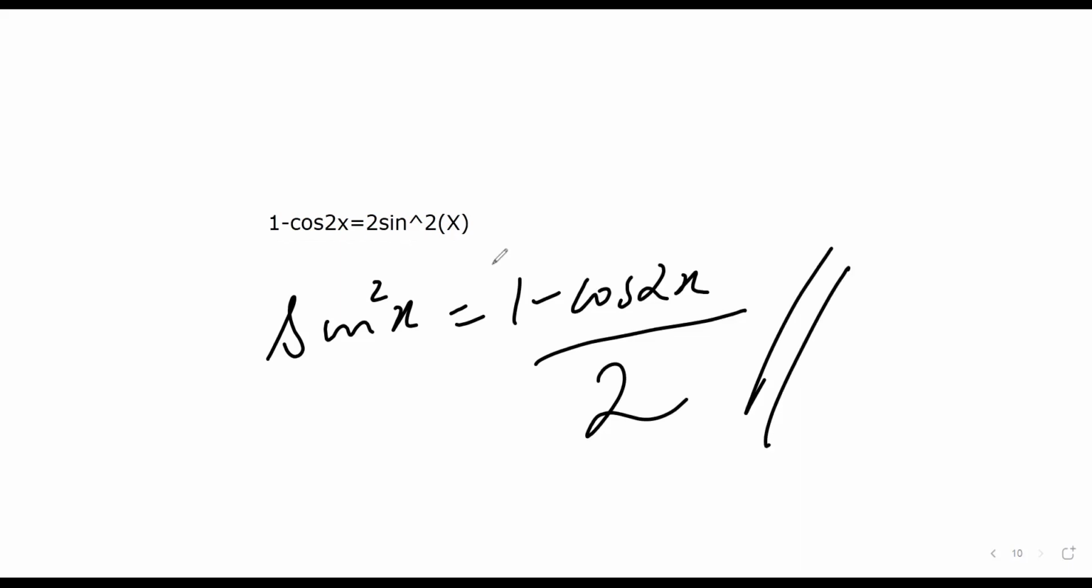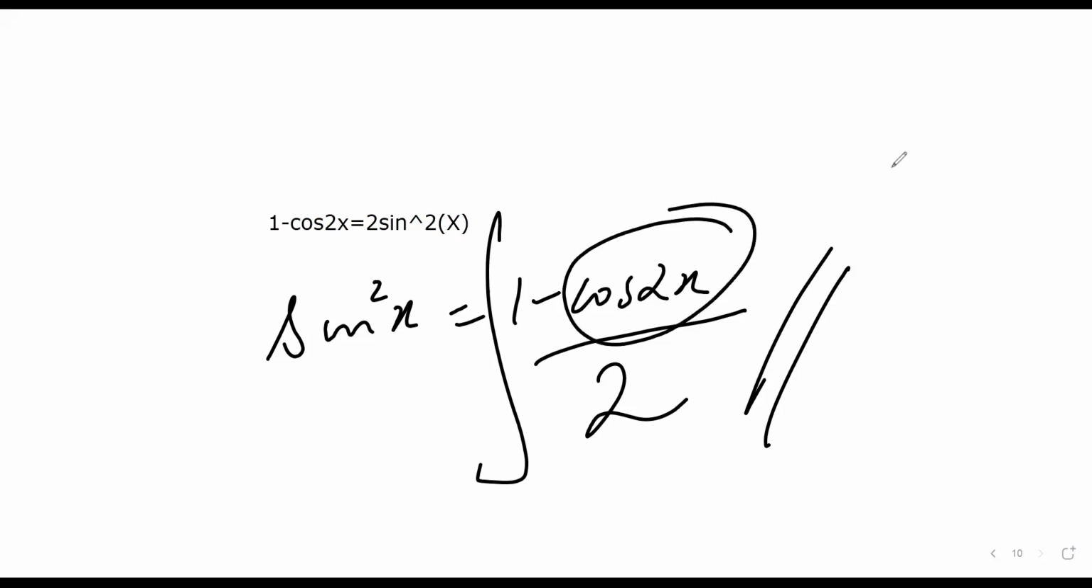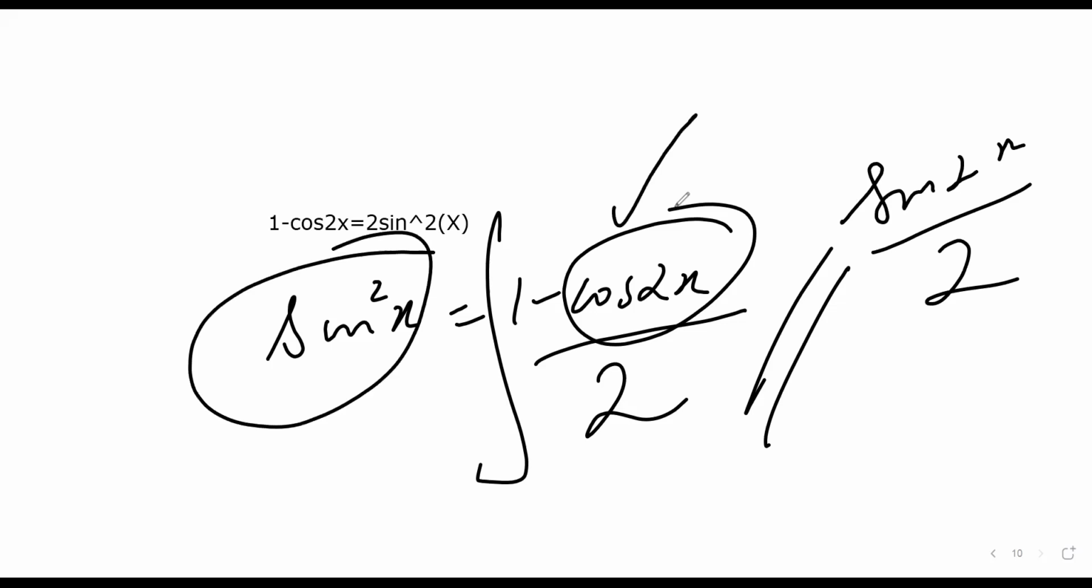We all know what is integration of 1 by 2. We all know what is integration of cos 2x. What is cos 2x integration? Sine 2x by 2. Then you have to apply the limits. Yes. We don't know how to integrate sine square x, but we know this thing. That's all.